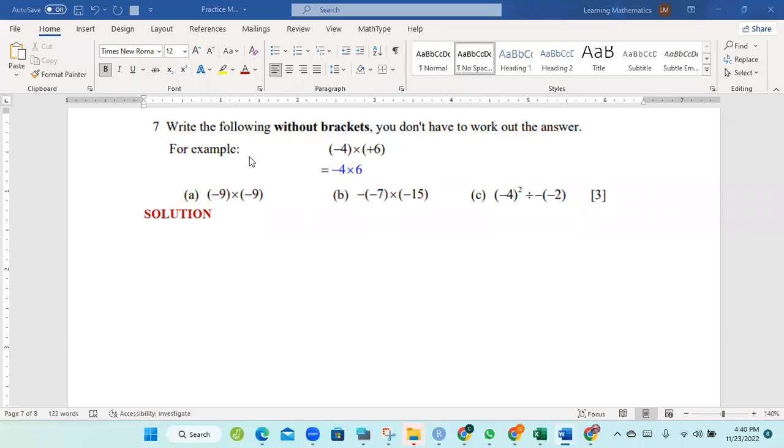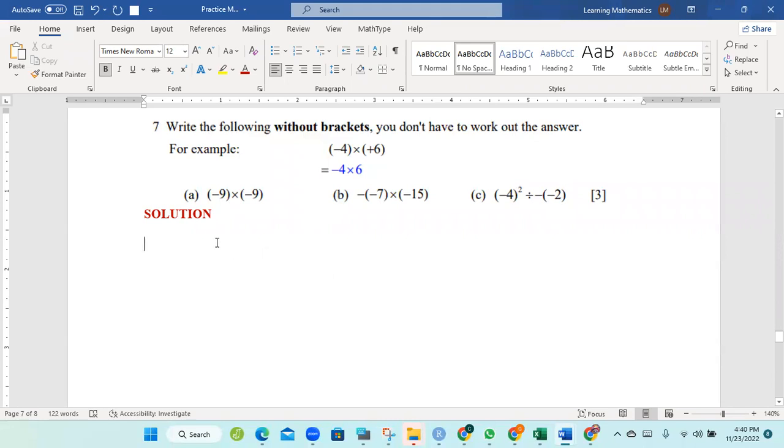This question says, write the following without brackets. You don't have to work out the answer. For example, you have in a bracket a -4 times a +6. But there's an invisible 1. 1 by -4 is -4. 1 by 6 is 6. So that's -4 times 6.